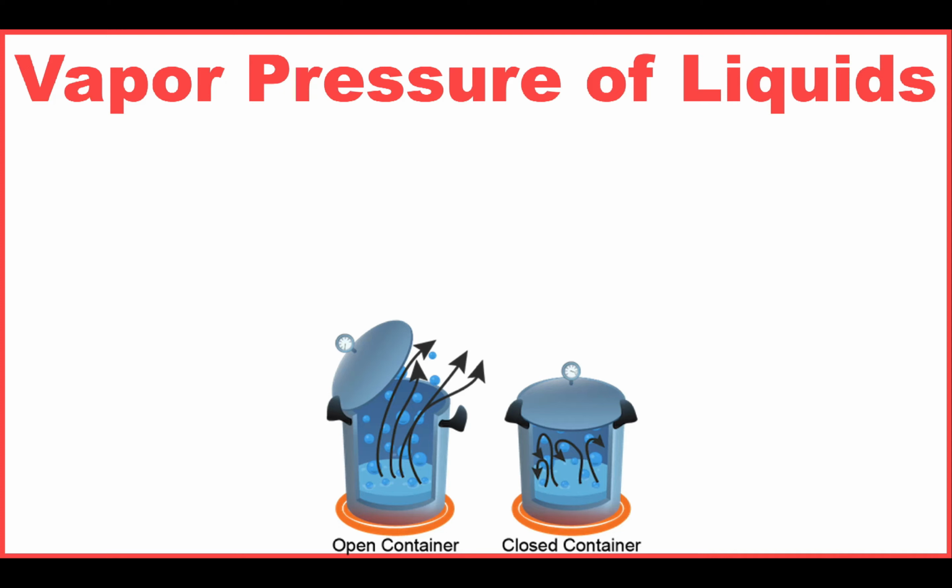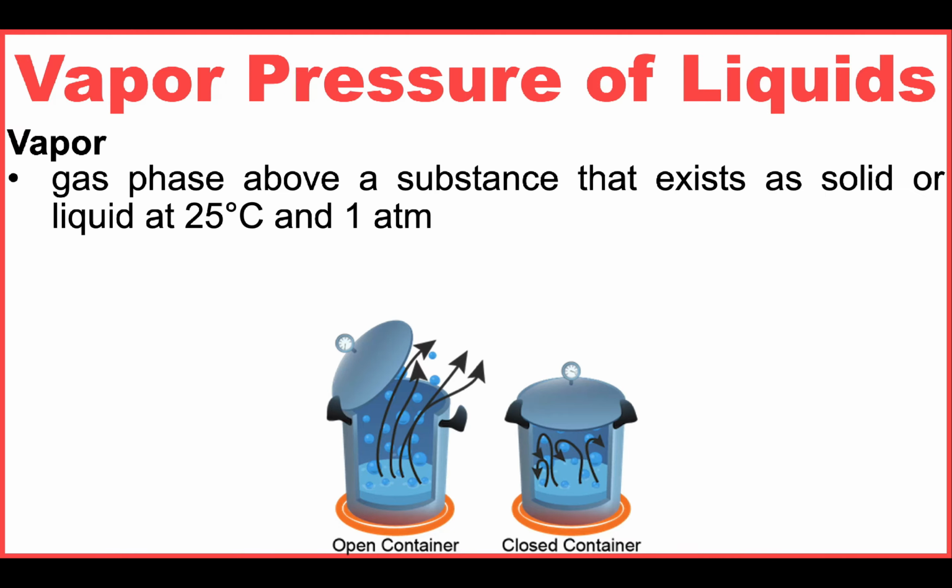The water molecules in the liquid evaporate and go to the vapor phase through a process called evaporation or vaporization. Now, there is a difference between the two, but in this sense, they can be used alternately. Remember, a vapor is the gas phase above a substance that exists as solid or liquid at 25 degrees Celsius and 1 atmosphere. As you all know, gas molecules move in random directions, then collide with other gas particles and the walls of the container.